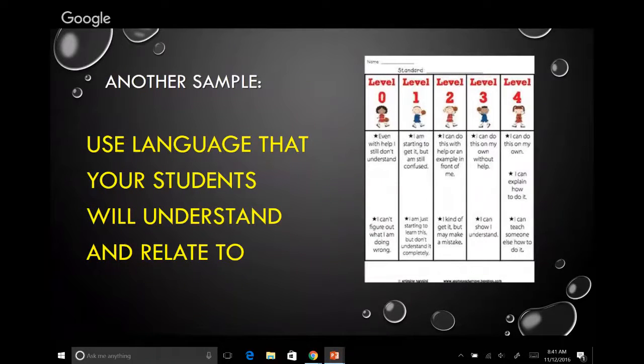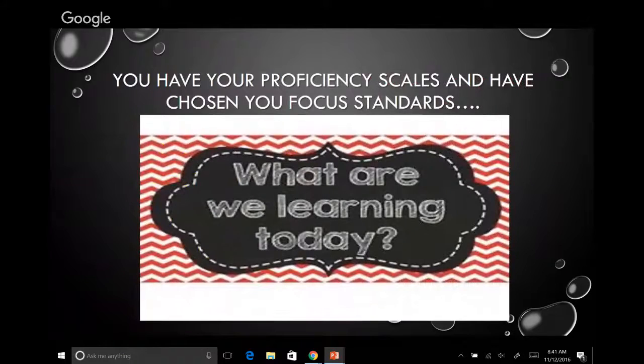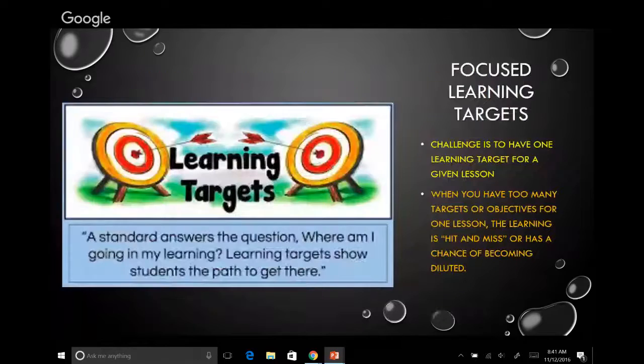When you get a chance to look at this one, you'll see that even though it says 4, it's really a 5-point scale, and you'll see that the 1 and the 2 might be a little bit hard to differentiate between. So once we have our proficiency scales, then we need to think about what are we learning today? What do I really want my students to take away in each lesson? This is a really important piece that's going to help keep all your learning focused.